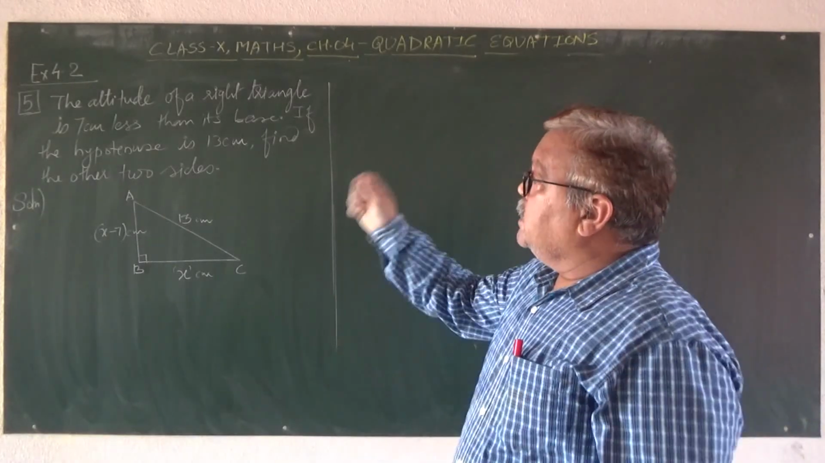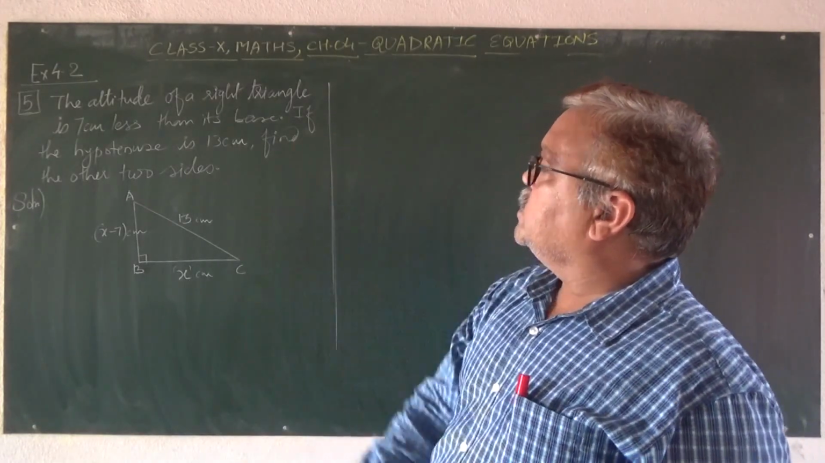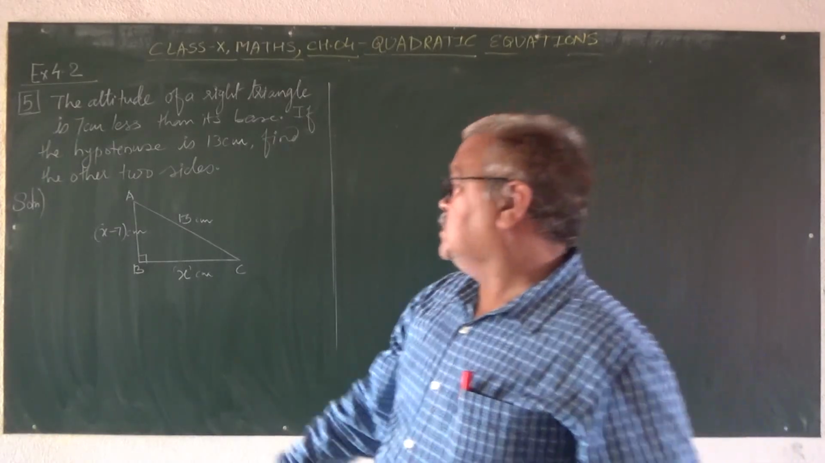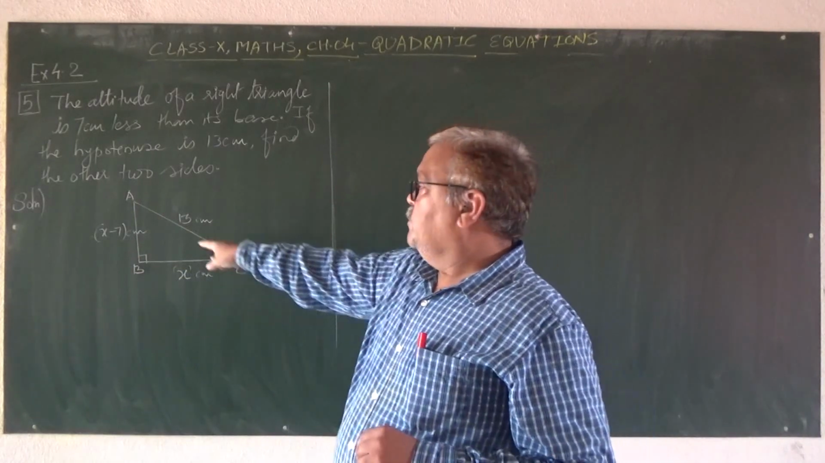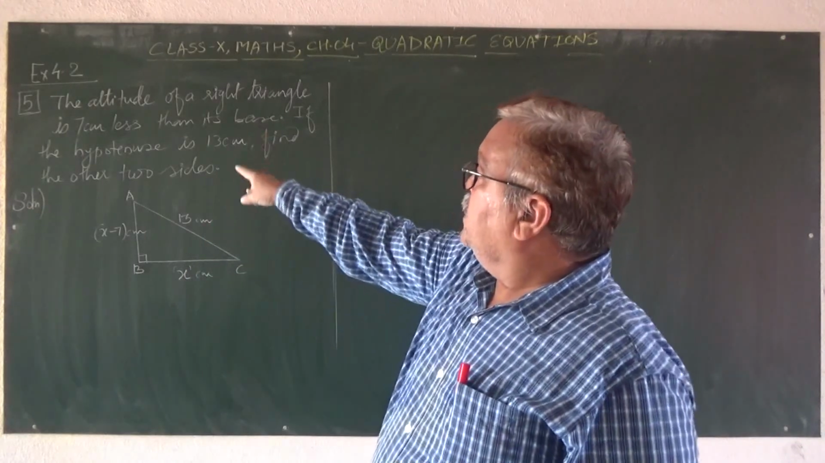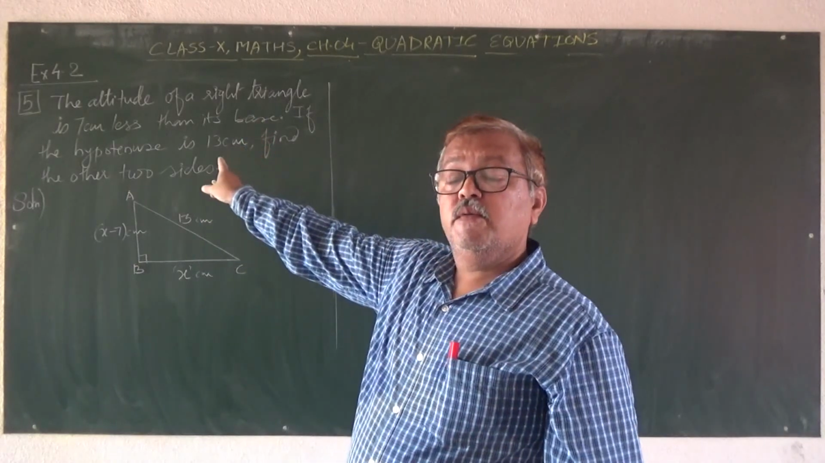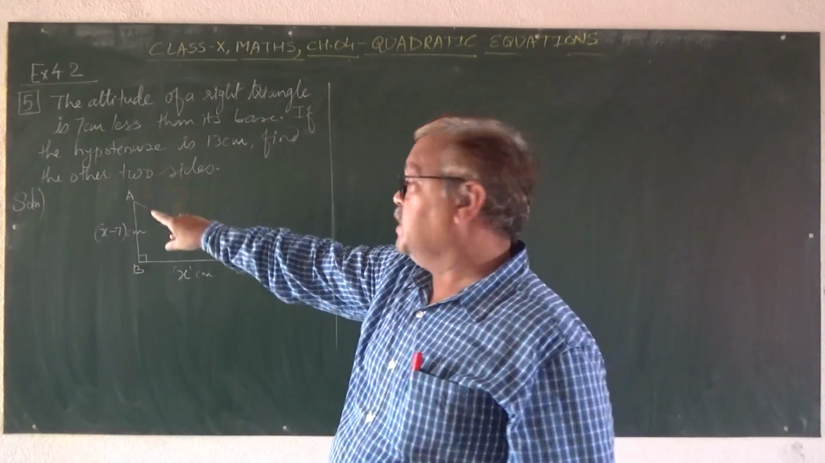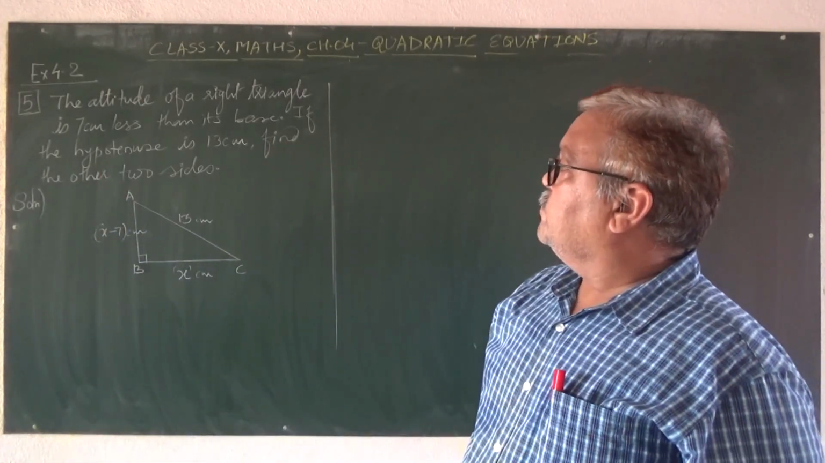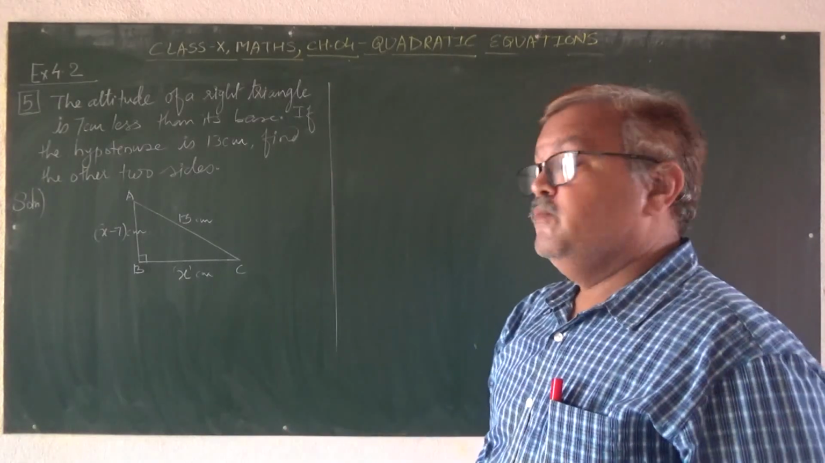Let us see: the altitude, meaning perpendicular, of a right triangle is 7 centimeter less than its base. So altitude is compared with the base, but we don't know the base. I have drawn here a triangle ABC in which angle B is 90, BC is base, AB is altitude and AC is hypotenuse. Let the base be x, then the altitude is 7 centimeter less than the base, so x minus 7. And if the hypotenuse is 13, find the other two sides, that is AB and BC.